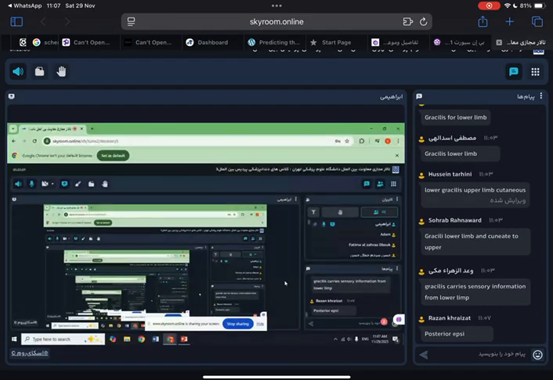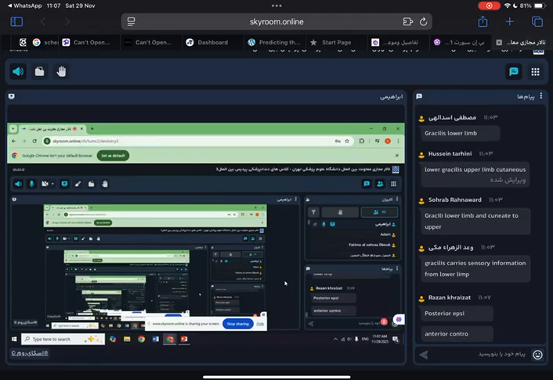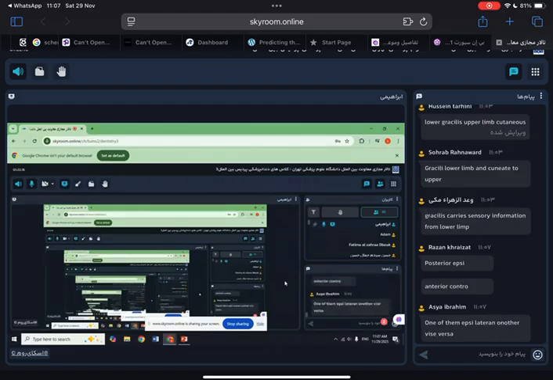Yes, Razan, that's true. Posterior is ipsilateral. It doesn't have any cross. But anterior spinocerebellar is contralateral. It has cross. Okay, look at the picture.